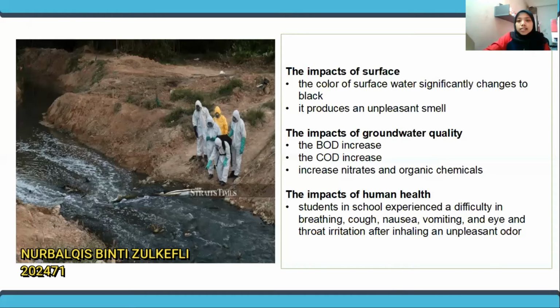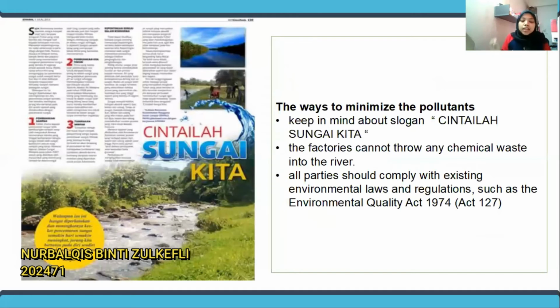So next, okay, there are many ways to minimize the pollutants, which is we must always remember the slogan Cintailah Sungai Kita, because when all of the people hold to this slogan, our river will keep clean like this. So next, all factories cannot throw any chemical waste into the river. If it happens, the factories must be subject to legal action.